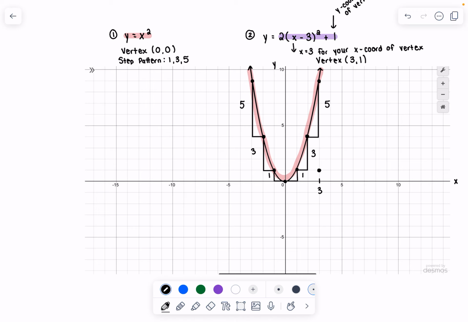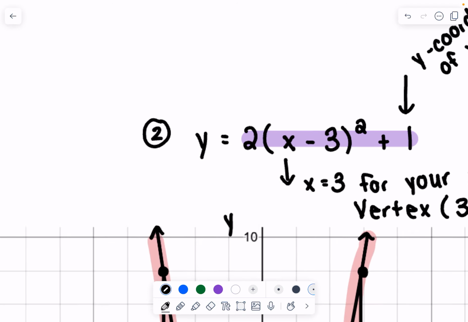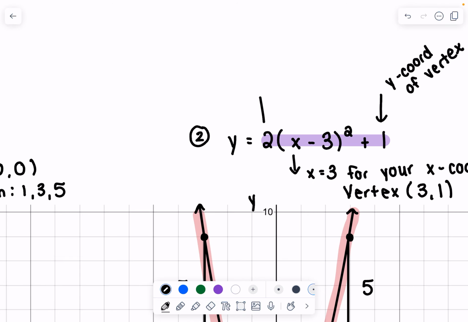Once you have your vertex set up, you're almost done. You just need to use your step pattern. Step pattern is usually 1, 3, 5. You're going to take those numbers and multiply by whatever your a value is.